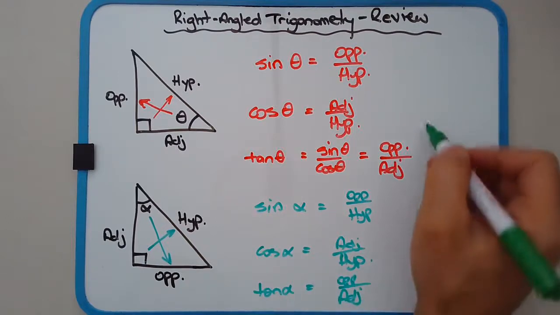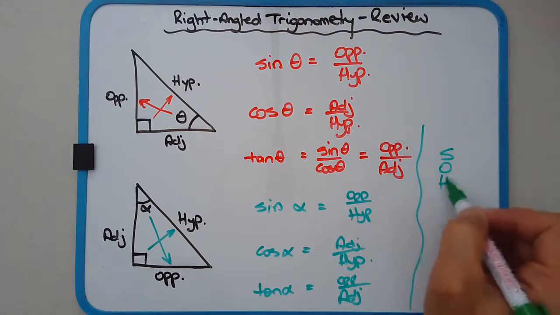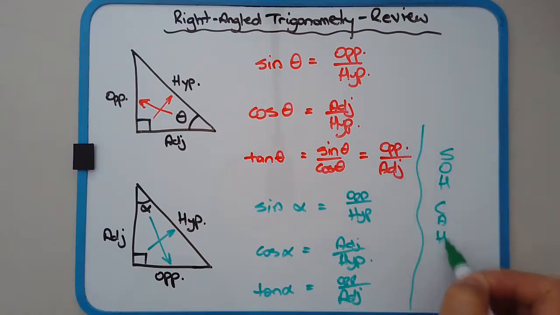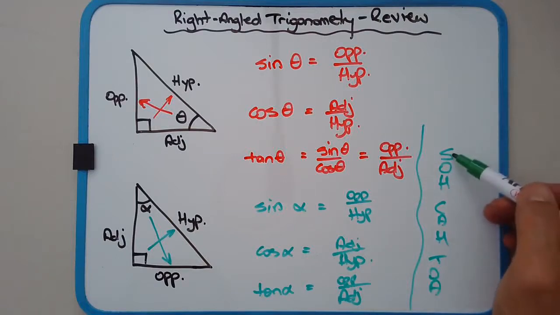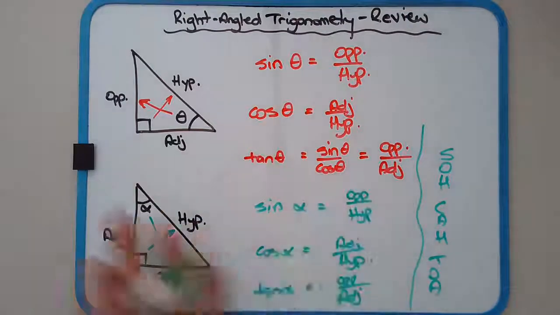Now all this can be quite easily remembered with this mnemonic, SOHCAHTOA. You've probably seen this in class. SOH: sine is equal to opposite over hypotenuse, CAH: cos is equal to adjacent over hypotenuse, and TOA: tan is equal to opposite over adjacent. In the next video, I'm just going to look at some basic examples around these.